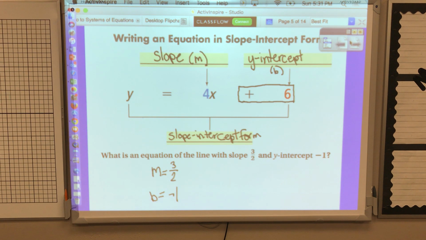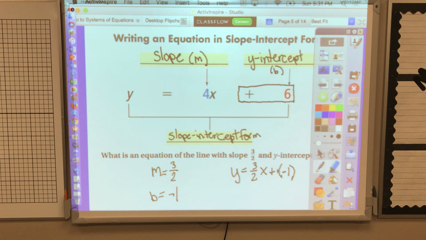When you substitute into this form, if b is negative, remember you only ever want single signs. So when I substitute this in, y equals m, which is 3 over 2, x plus b, but that b is a negative 1. And whenever we're writing an equation, we never ever want to leave it as double signs.